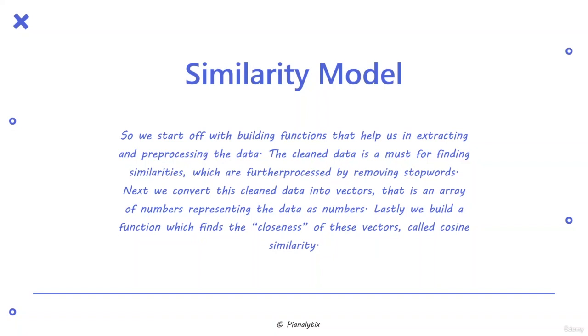Next, we convert this clean data into vectors, that is an array of numbers representing the data as numbers. Lastly, we build a function which finds the closeness of these vectors, called the cosine similarity function. And actually the algorithm that finds the closeness is called cosine similarity.